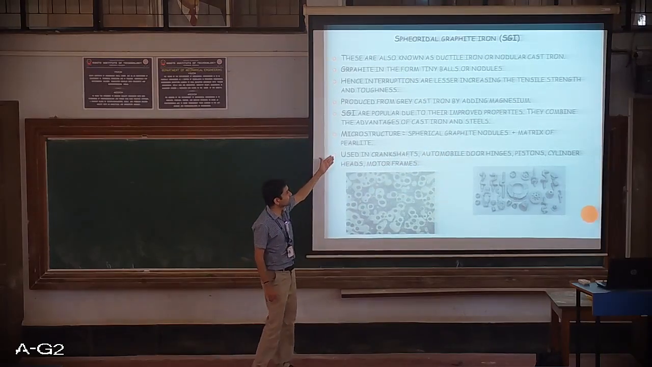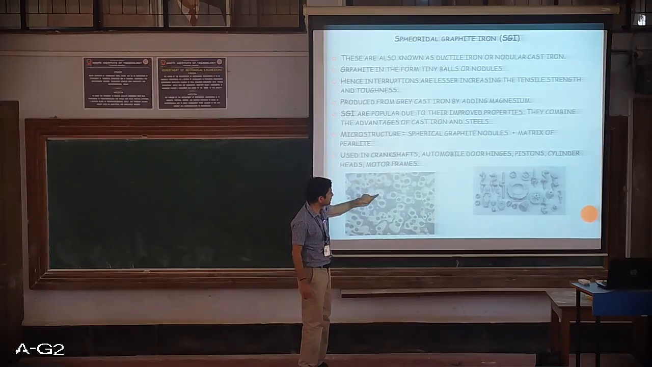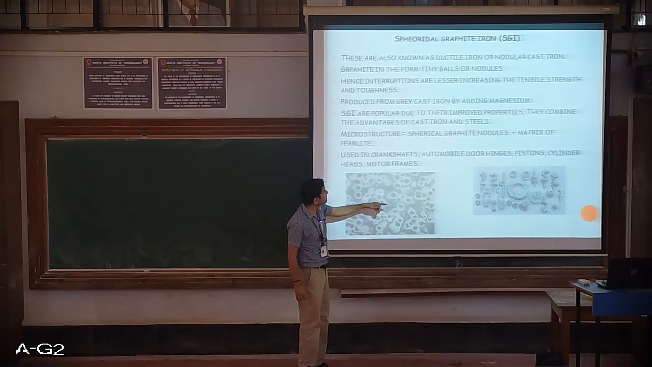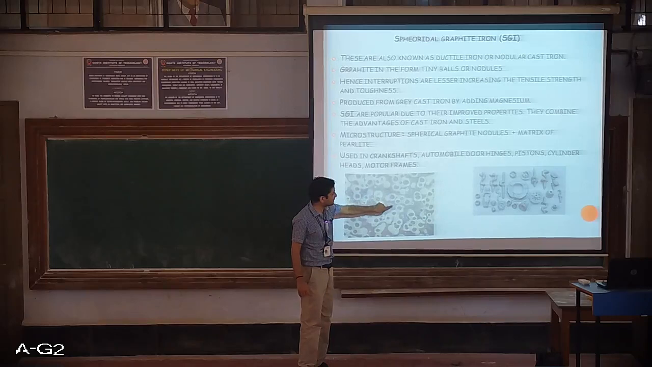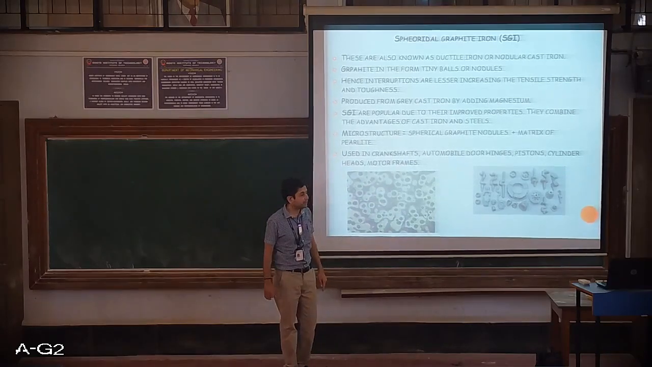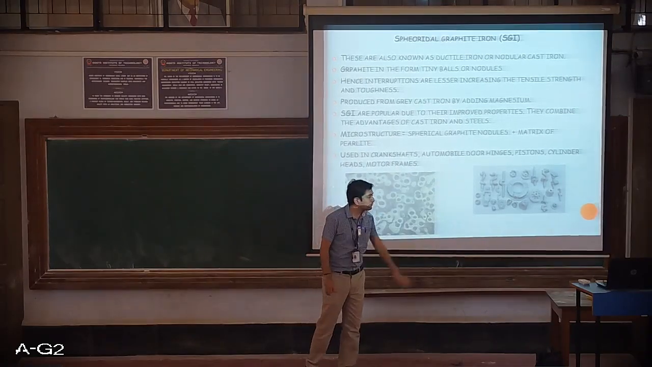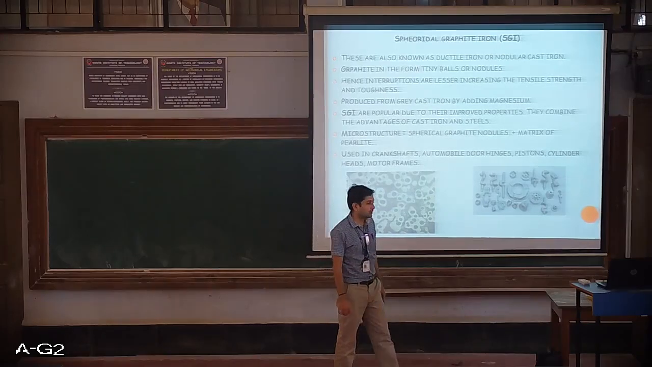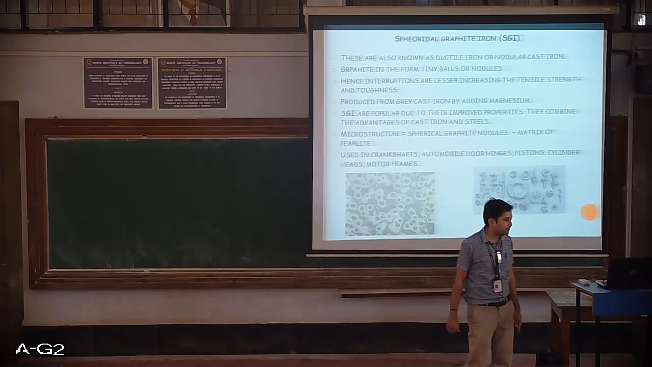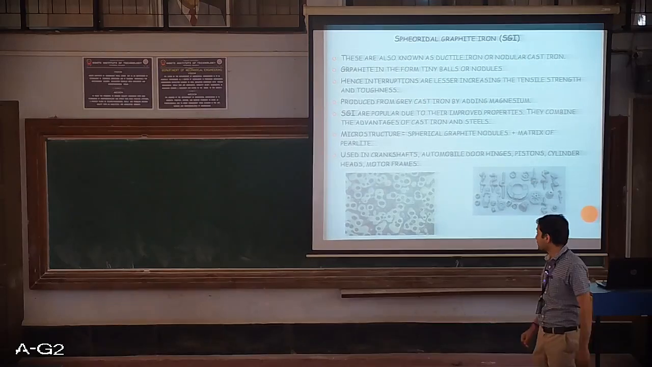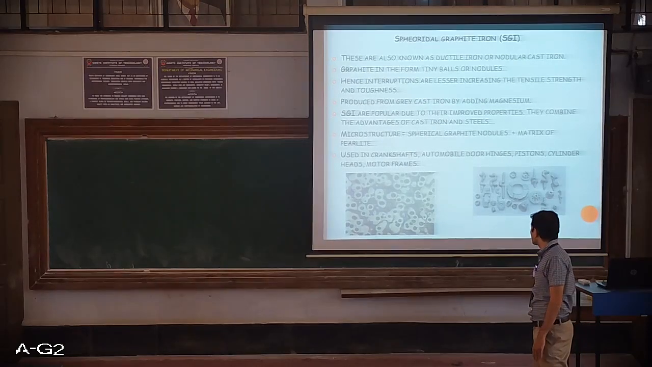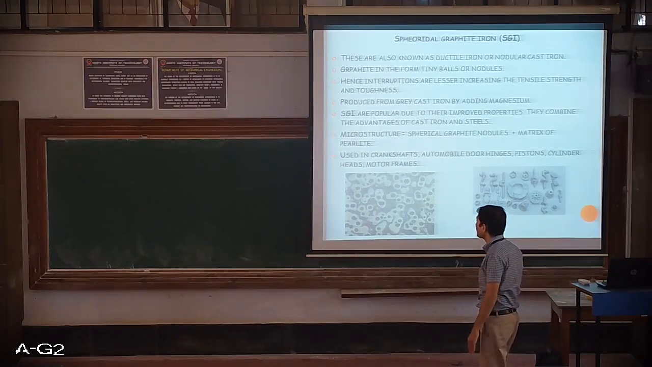And the microstructure will show spherical graphite nodules, this kind of graphite nodules, plus matrix of pearlite. So this black color thing is the matrix, and that is made up of pearlite. So these are some of the components which are made up of the spherical graphite iron. In particular, they are used in making of crankshafts, automobile door hinges, then pistons, cylinder heads, motor frames, etc.